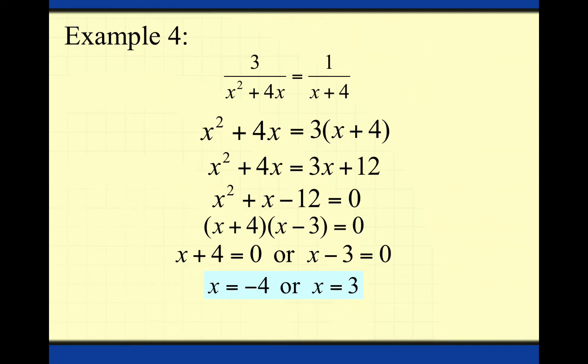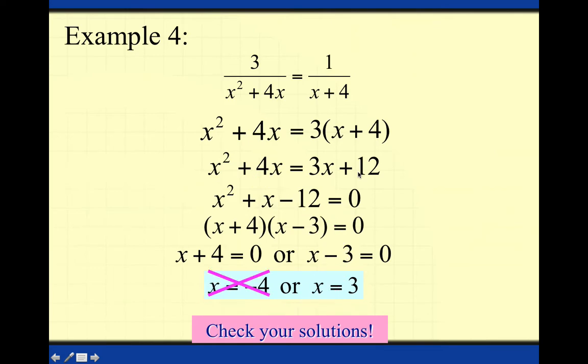And you could see right now, I'm looking at this negative 4 right here. What happens? Negative 4 plus 4 is 0. I have an issue. Okay, so we know that negative 4 is not going to work. So my answer is 3. No problems with 3.